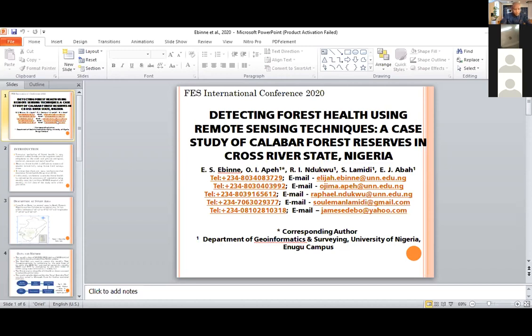The title of the presentation is Detecting Forest Health Using Remote Sensing Techniques: a case study of Calabar Forest Reserve in Cross River State, Nigeria.